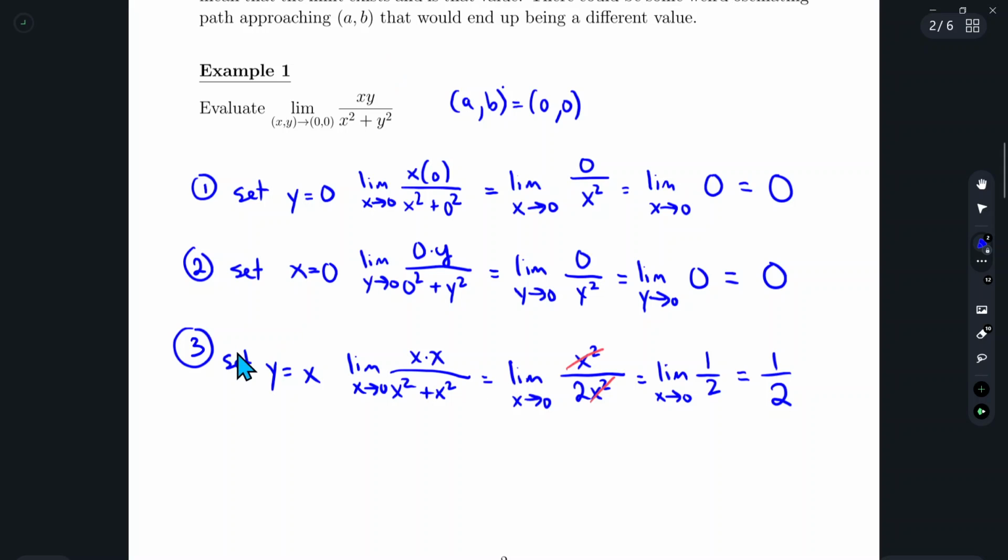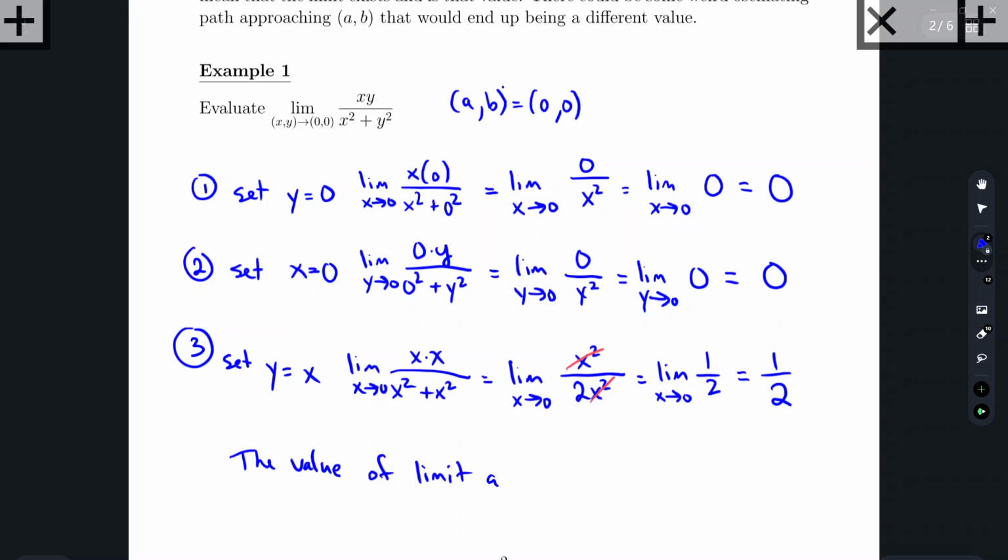And again, the limit of a constant is just that constant, which is in this case 1/2. And so now you see along the path y equals x, I have a different value than previously. And so, this shows that the limit doesn't exist. So the value of the limit along the last path is different. So the limit doesn't exist.